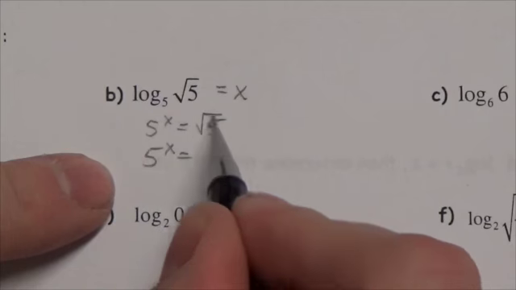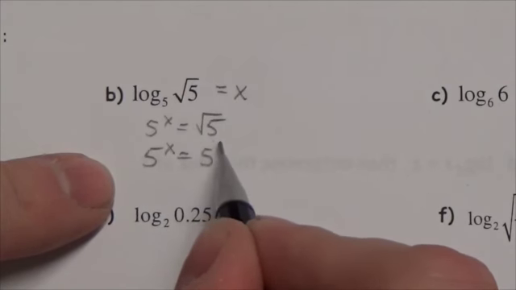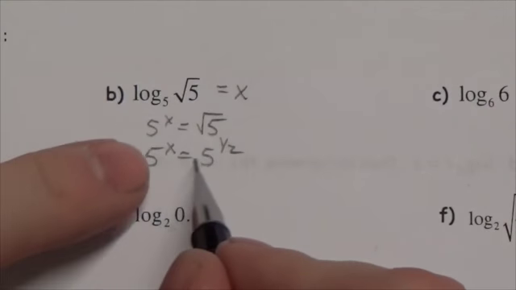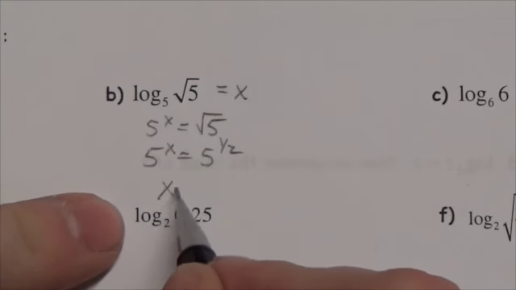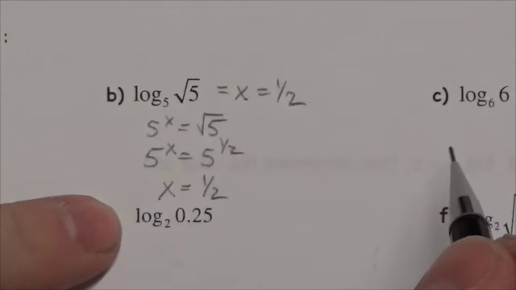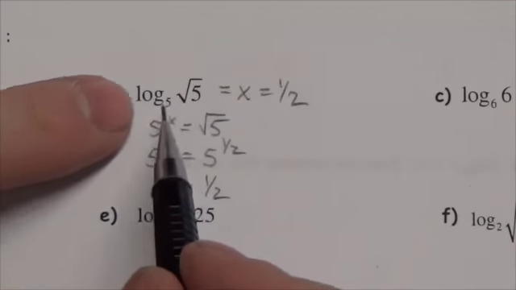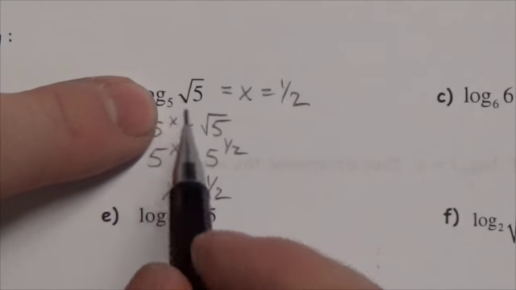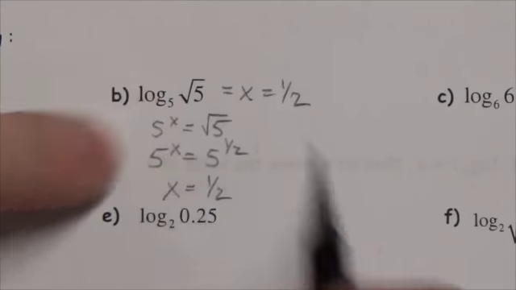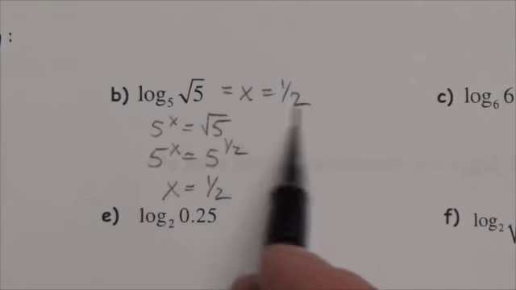And then I know that this is a power of 5. The square root is the same as taking it to the 1/2. And now because the bases are the same, I can tell you that x is equal to 1/2. So this expression is equal to 1/2. Again, I could ask myself in a simpler way, what exponent would I have to take 5 to make it equal to the square root of 5? And the answer is 1/2.